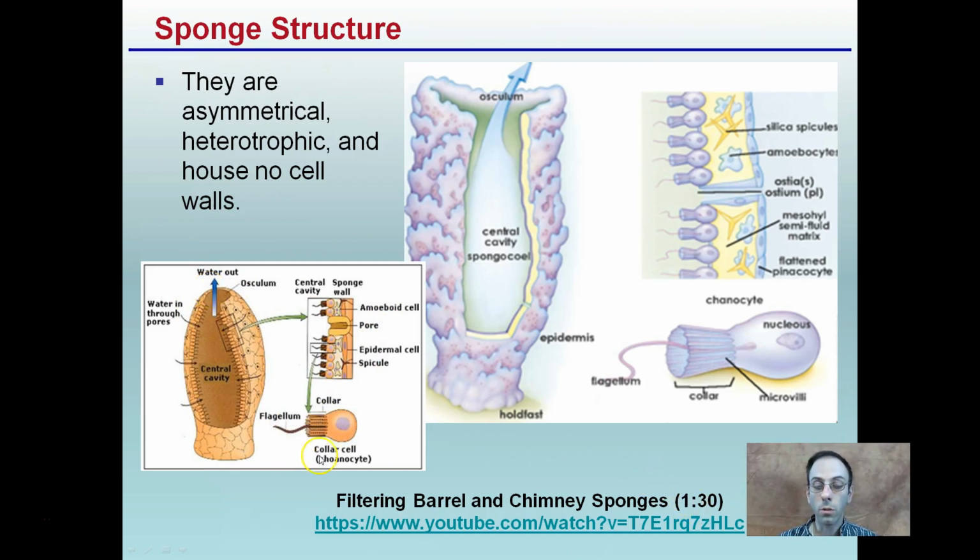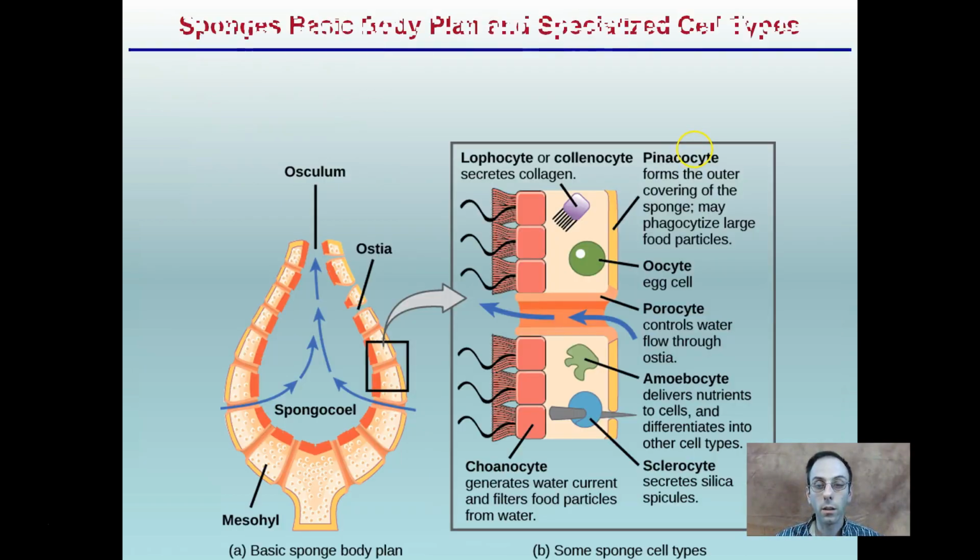Here's a little short video about filtering barrel and chimney sponges, and this is just another look where we're seeing water coming in and going out the top. As it's coming in, all these little hair-like features are out there. They're being used to absorb or pick up food particles that pass by.